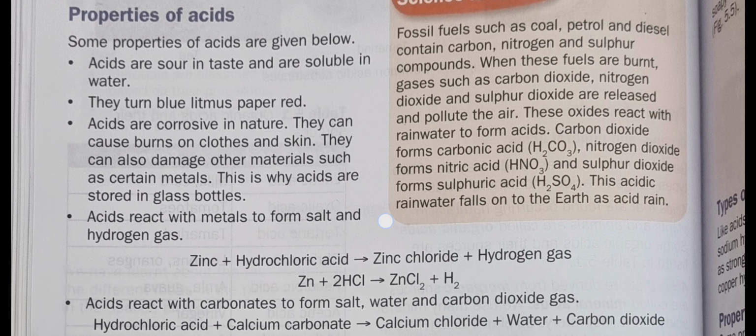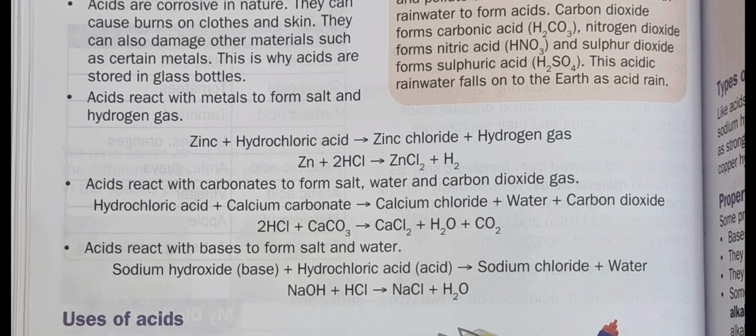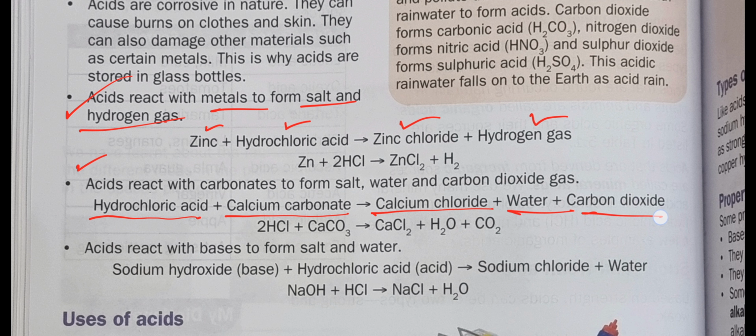You can see the reactions here. First one: acid reacts with metal to form salt and hydrogen gas. Here zinc, a metal, reacts with hydrochloric acid HCl and forms zinc chloride and hydrogen gas. Next reaction: acid reacts with carbonates to form salt, water and carbon dioxide. You can see hydrochloric acid reacting with calcium carbonate to give calcium chloride, water and carbon dioxide.